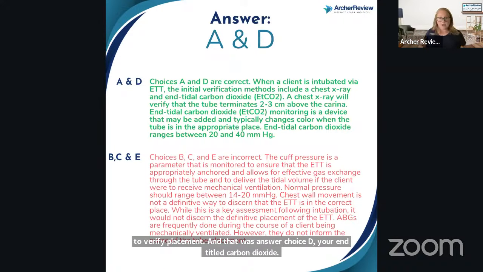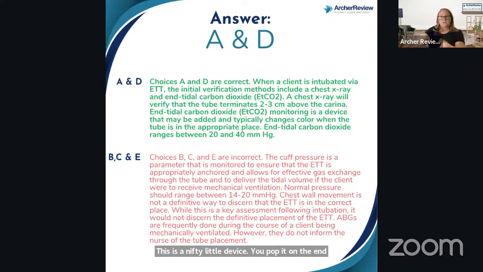You pop it on the end of your ET tube, breathe for your client, give them a couple breaths with that bag mask valve, and watch the device. You guys tell me what we're looking for. There's two specific words. We are looking for what when we breathe for that client with an end-tidal carbon dioxide detector? Yes, we're looking for carbon dioxide.